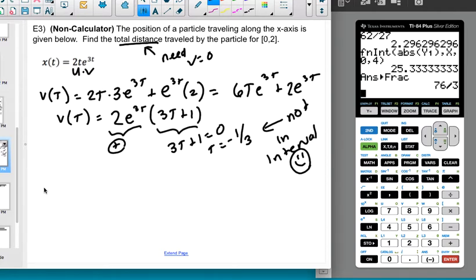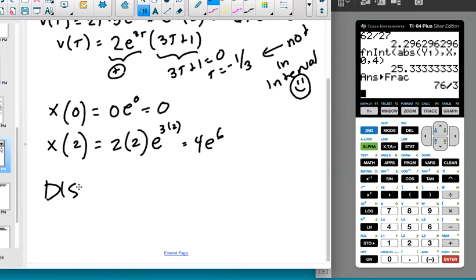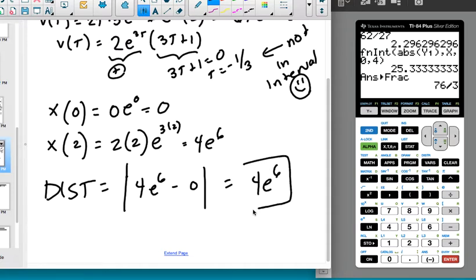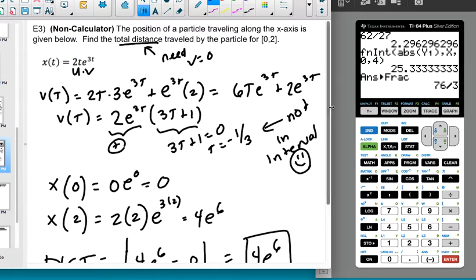So essentially, to find my distance, I really just need to know what x of 0 is, which is going to be 0 times e to the 0, which is 0. And I need to know what x of 2 is, right, which is 2 times 2 e to the 3 times 2. So that's a 4 e to the 6th. So my distance is just essentially the positive version of my final position minus my starting position, which is just going to be a 4 e to the 6th, right? And that's it, right? Now you could also try and find that, but since you weren't given velocity, it doesn't really make sense to use your calculator to do that.